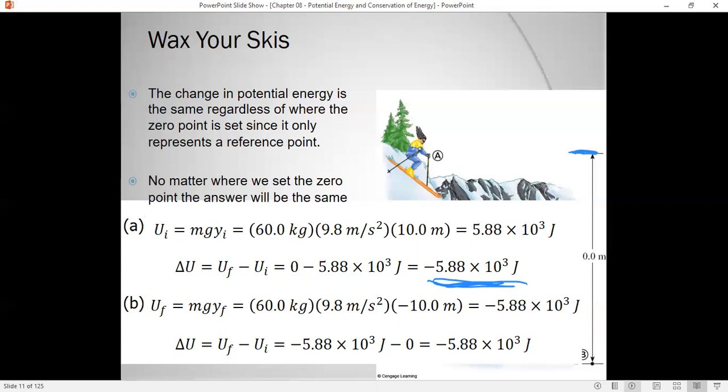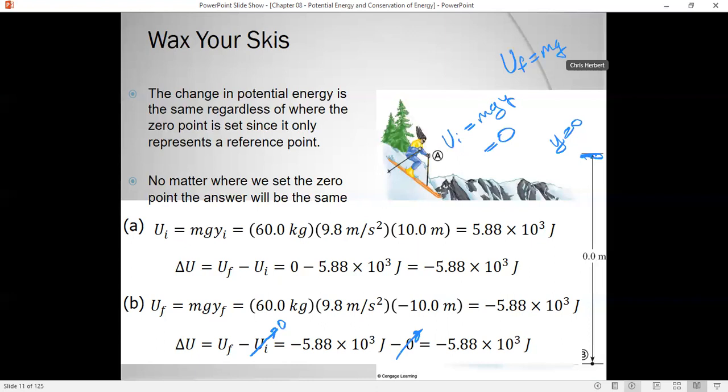Now let's do the reference point as the top of the hill equal to 0. Okay. Now, initially, if my height is up here, if I'm saying this is y equals 0, my initial potential energy, mgy, is going to be 0. So that's going to be 0 right there. My final potential energy, UF, is going to be mgy. The new y is negative 10 meters.